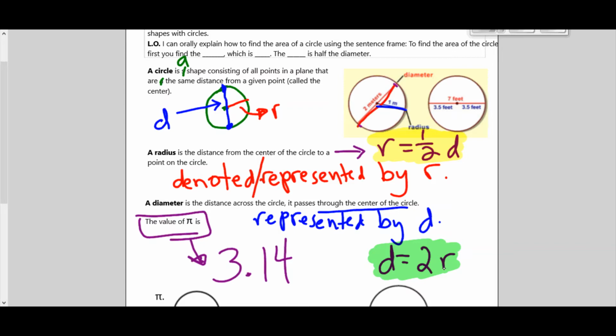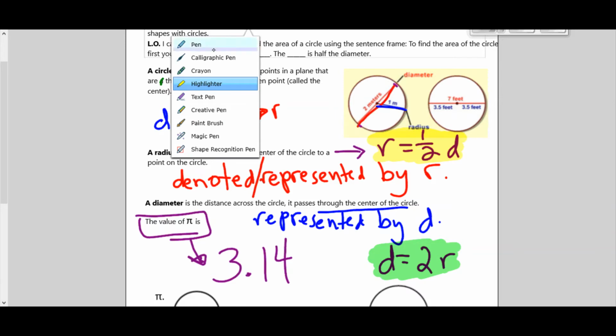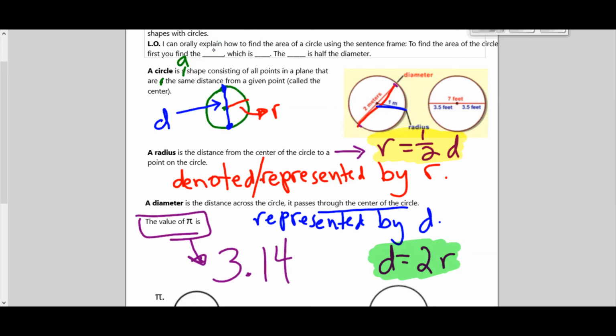So those will let you find the diameter or the radius, depending on what you're given. So it really depends on the problem. So let's look at an example.